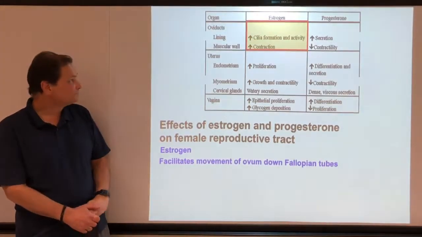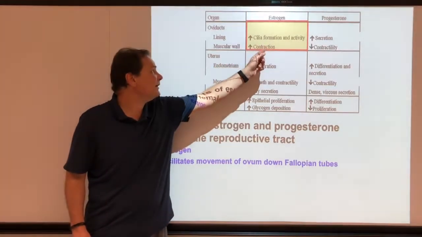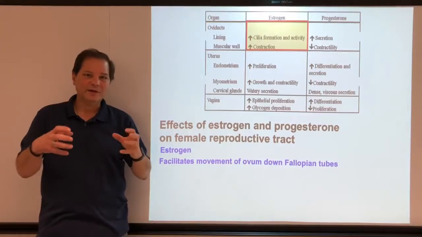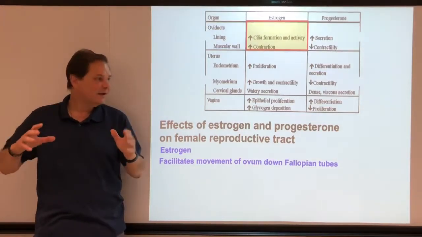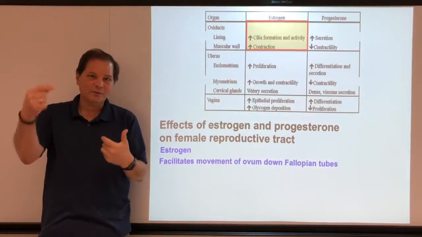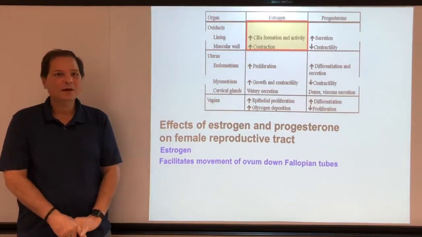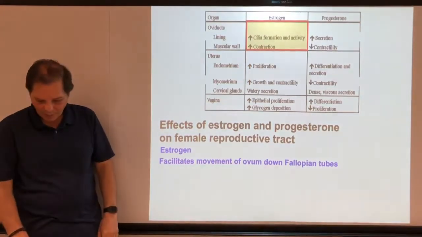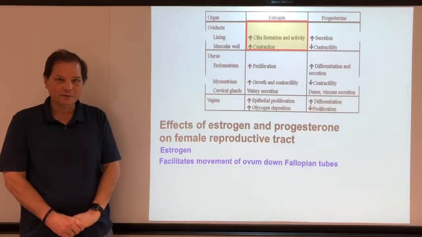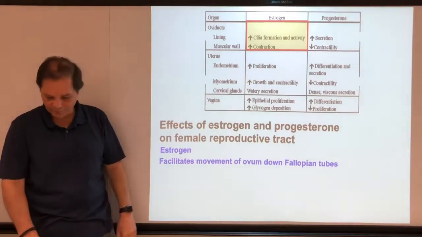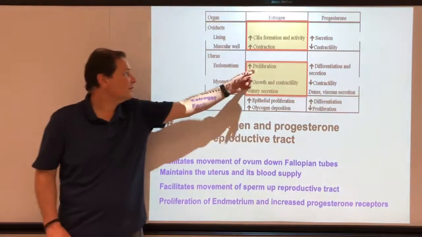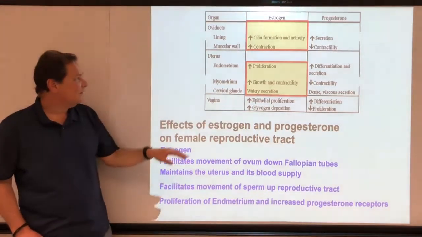Estrogen increases cellular formation and activity and increases contraction of the fallopian tubes. And what this does is it causes transport of the ovum down the tubes toward the uterus. Of course, this is your corpus luteal, your luteal phase. These are effects during the luteal phase.